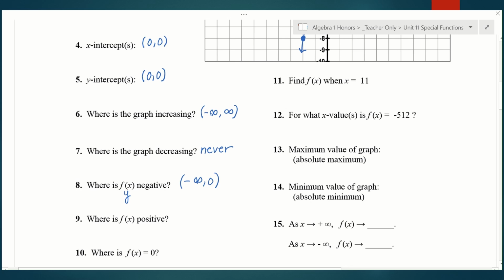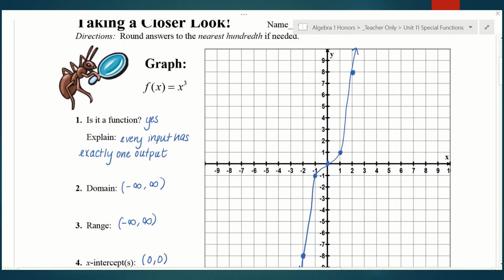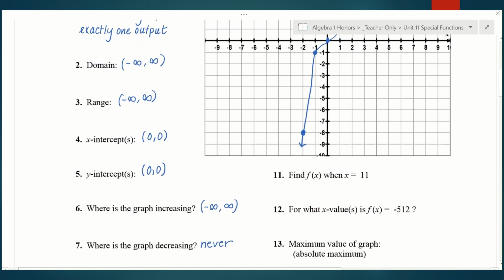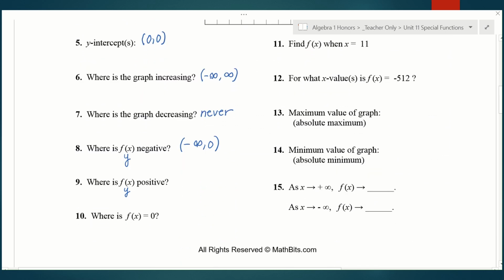So where is f of x positive, or where is y positive? So going back to the graph here, y is going to be positive anytime x is between 0 and infinity. I'm always going to have a positive number when I take those numbers and raise them to the third power. Again, we don't include 0 because 0 is not considered positive. So it's anything after 0 all the way to infinity.